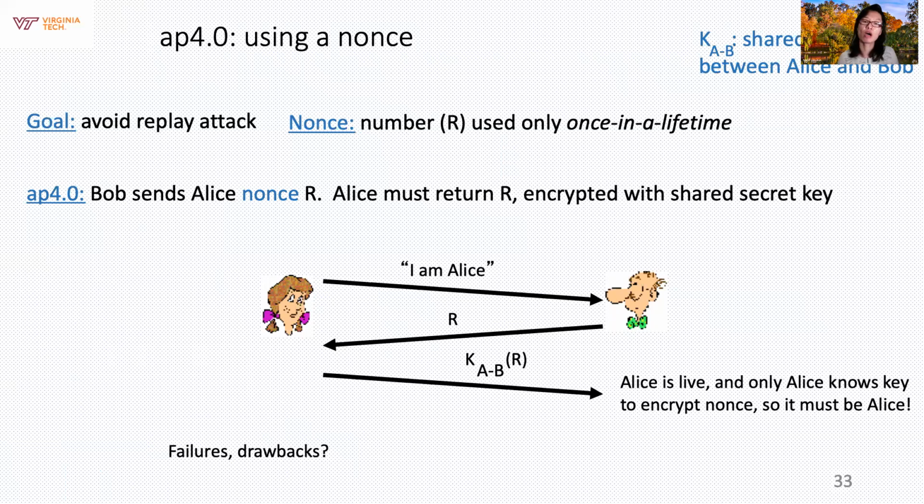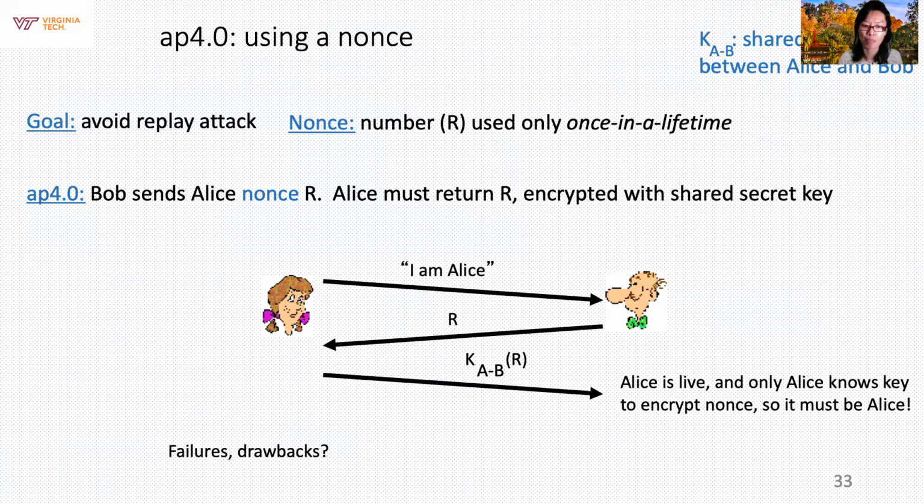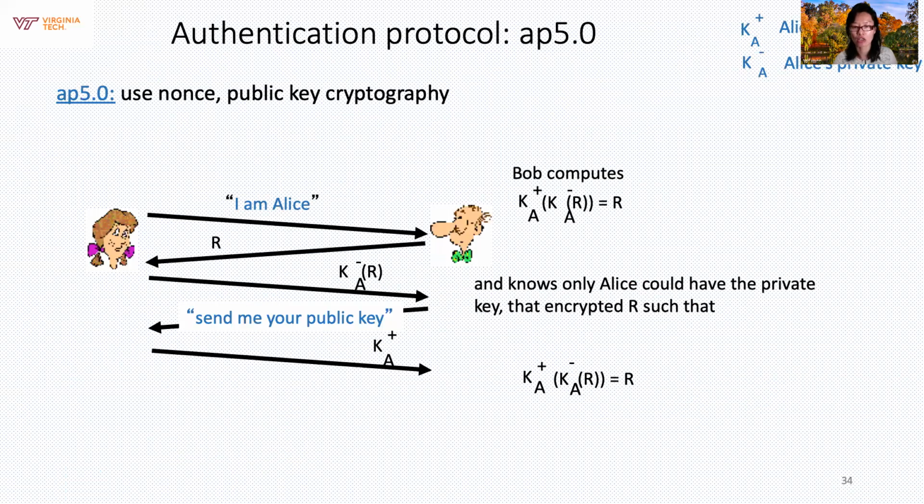And so Alice says, hey, Bob, I'm Alice. And Bob says, I want to challenge you with this random nonce R, if you can encrypt it with our shared key. And I should say this is assuming that Bob and Alice have a shared key, KAB. Then Alice would encrypt the fresh nonce with the symmetric key freshly, and send the ciphertext to Bob.